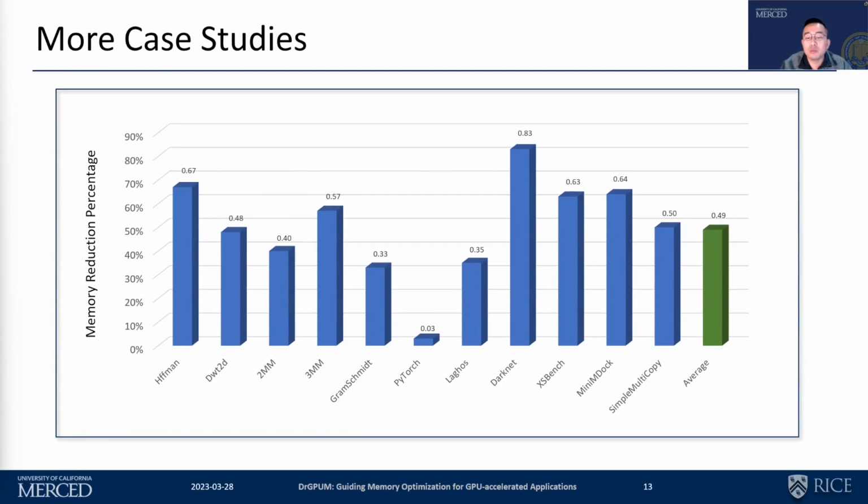Guided by DrGPUM, we optimized many well-known HPC and deep learning workloads, such as PyTorch, DarkNet, Laghos, and miniMDock, and gained significant peak memory consumption reductions. In the diagram, the vertical axis is the memory saving percentage, and the horizontal axis is the different GPU applications. We can see that we can get about 50% average memory saving among these GPU applications.